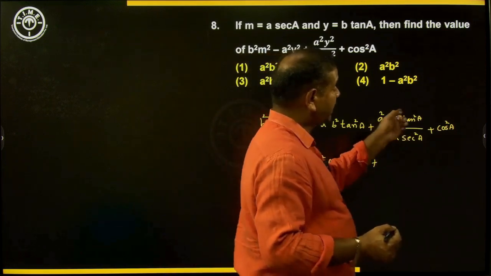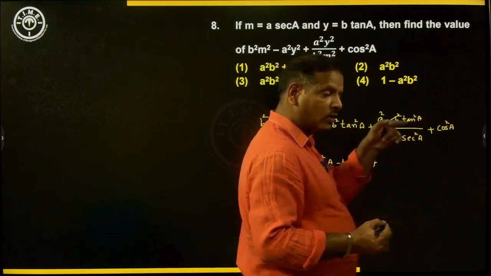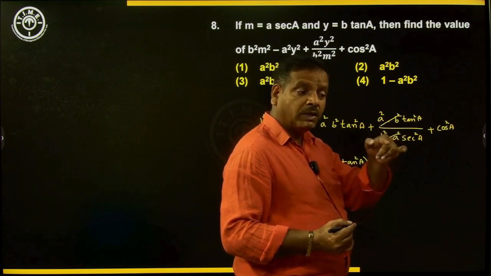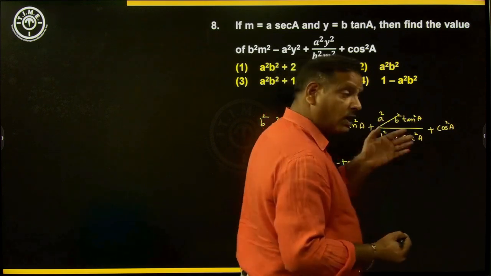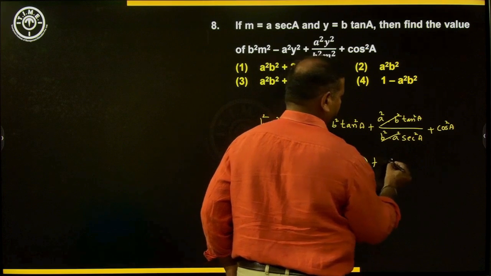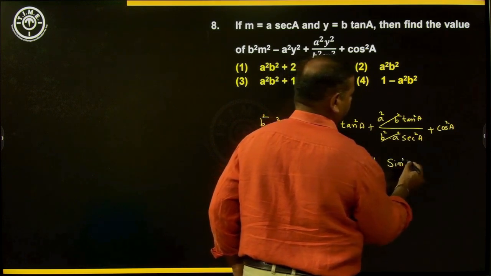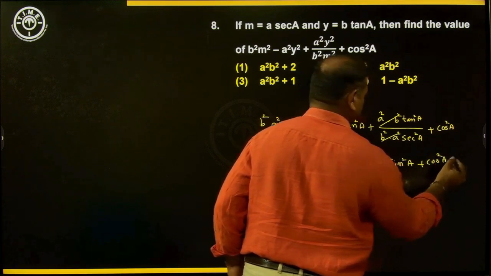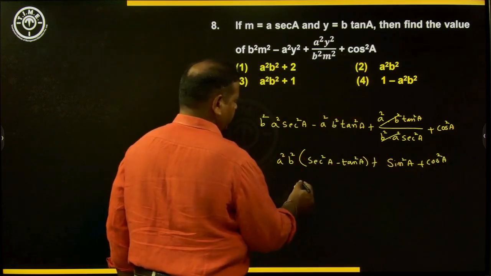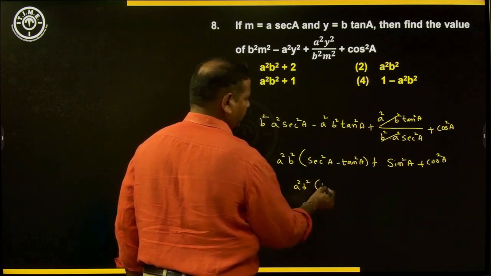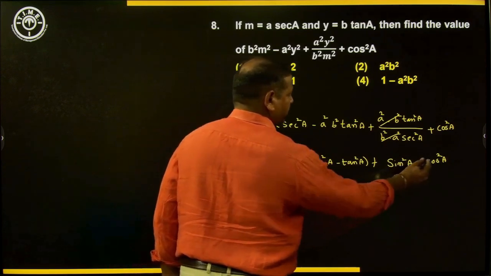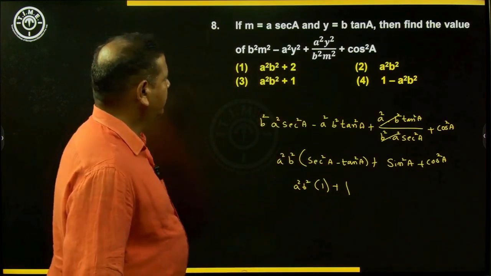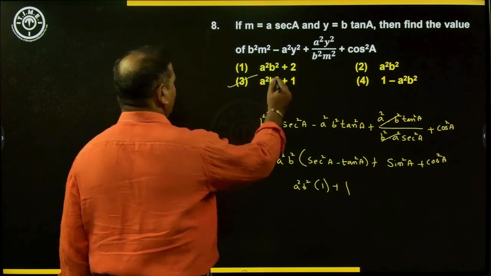Tan square is sin square by cos square. Secant square is 1 by cos square. Sin square by cos square by 1 by cos square. Cos square cancels, which are in the denominator. What will be left? Only sin square a plus cos square a. So what you can observe now? a square b square into 1 plus that, sin square plus cos square a is 1. So the answer is 1 plus a square b square, or a square b square plus 1, which is the third option.